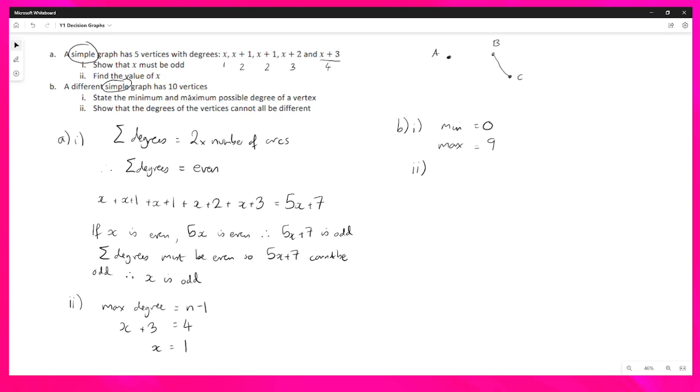So we're proving that at least 2 vertices must have the same degree. We don't know what that degree is, but it has to be the same for at least 2 vertices. So let's use a similar logic here, where we said, if something is true, prove that it doesn't work. So therefore it can't be true. So let's think if they are all different.